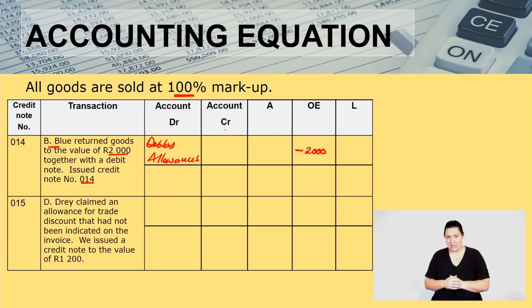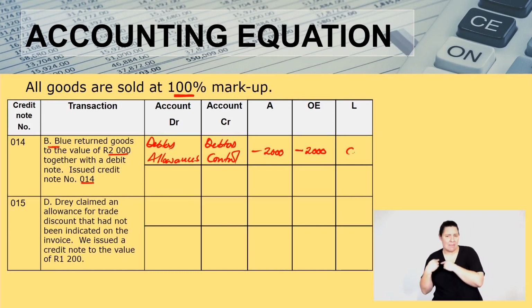And then I'm going to come now to the account credit. Which account do I credit? It is my debtors control. And if I credit my debtors control, knowing that debtors control is an asset, that means my asset is going to be minus 2,000. Liabilities, no effect at all.